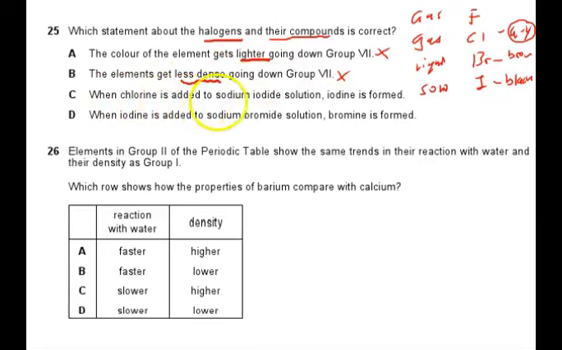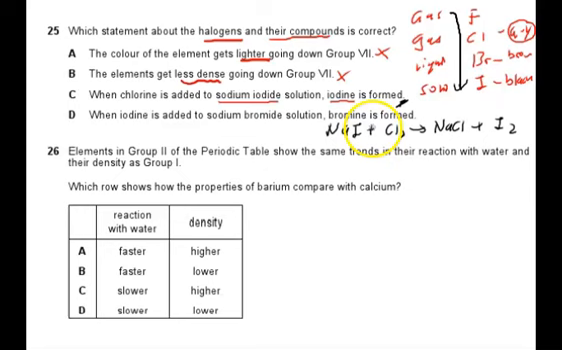When chlorine is added to sodium iodide solution, iodine forms. Yes, because chlorine is the most reactive. The reactivity reduces when going down, and this is a displacement reaction where sodium iodide with chlorine will displace and make sodium chloride and iodine. To balance the equation, you'll be getting 2, 2 here. So your best answer here will be C.